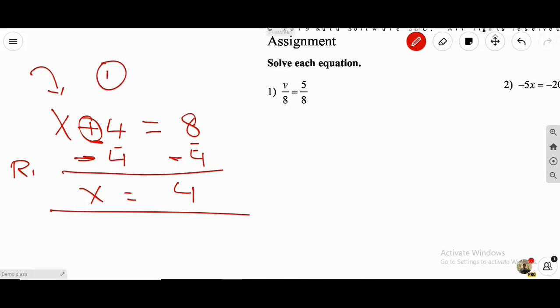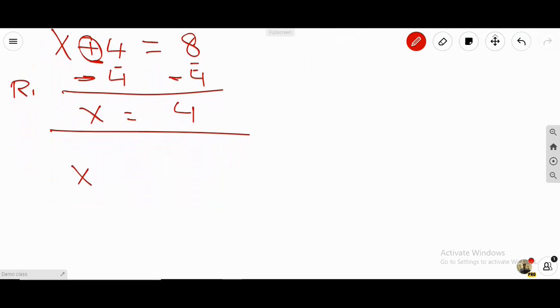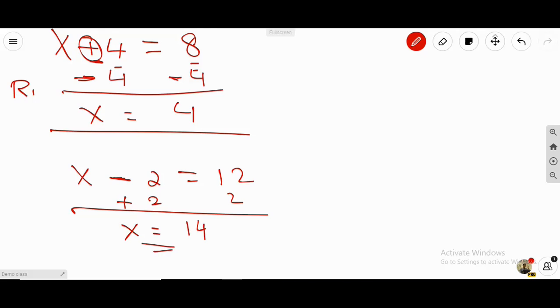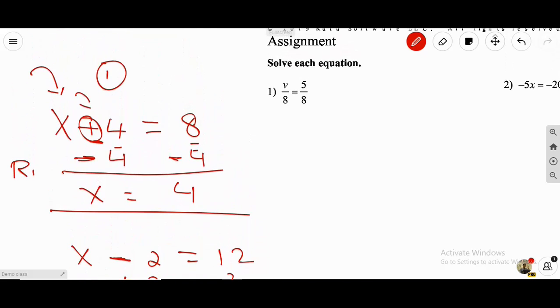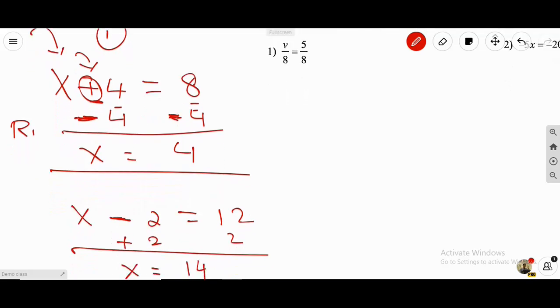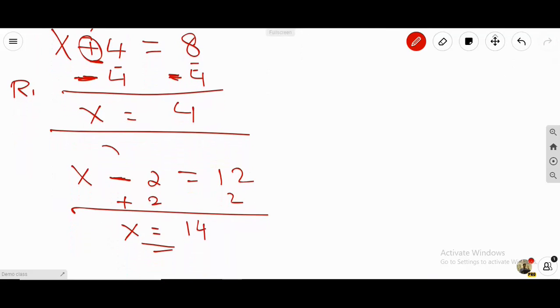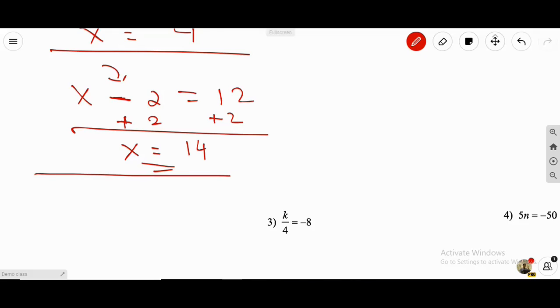Similarly, if there is a subtraction sign like x minus 2 equals, let's say, 12, since it is a subtraction, I need to do the opposite. I need to add 2 on both the sides so I could get a 14. So if you see here, I had an addition sign, I just did the opposite, I subtracted on both the sides. But here I had a subtraction sign, I just did the opposite by adding 2 on both the sides. So now this is rule number 2.